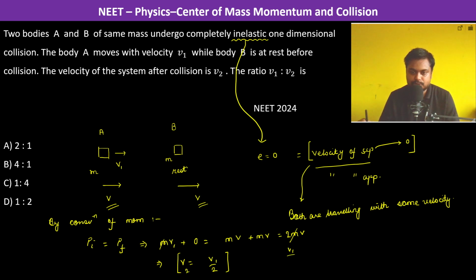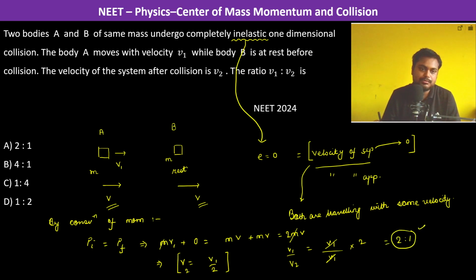So now the velocity of the system is v2. v1 is to v2 is going to be v1 divided by v2, which is v1 by v1 by 2. So therefore this is 2 is to 1. So therefore A is the answer.